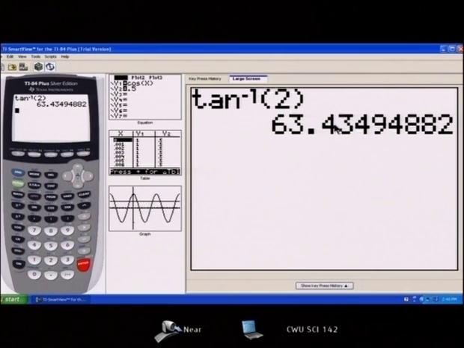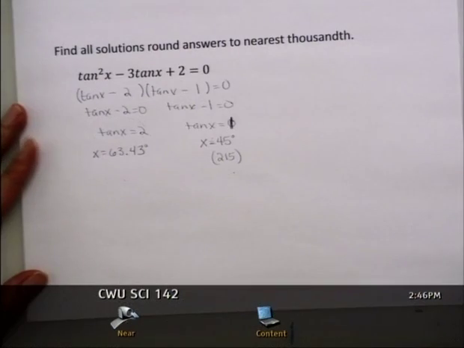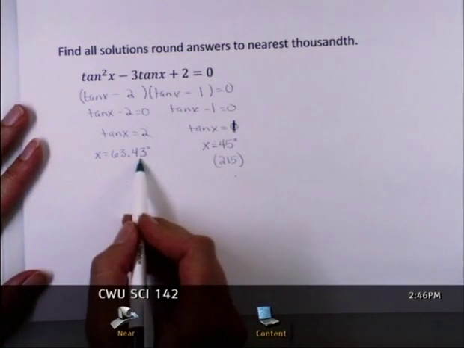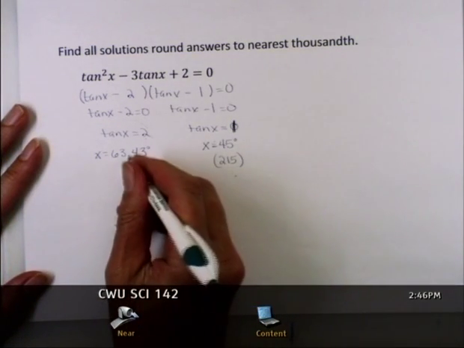So go back to the problem here. So I know that x can equal 63.43 degrees. So I've got a couple of solutions. Are you back on the document camera? There we go. Okay, so 63.43 degrees.